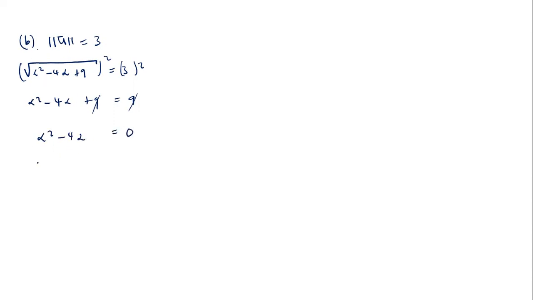Now I have to factorize this. This is simple. I take alpha as a common factor. Alpha times alpha minus 4 is equal to 0. Therefore, here alpha is equal to 0 or alpha is equal to positive 4. So here we also get two solutions if the length of our vector u is equal to 3. I hope that is making sense.